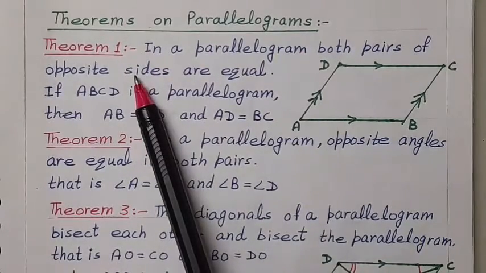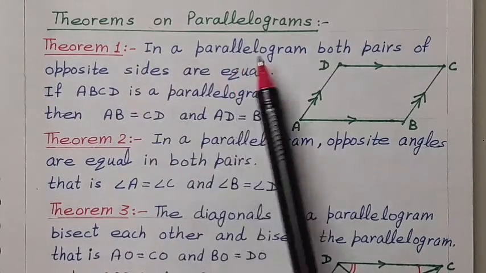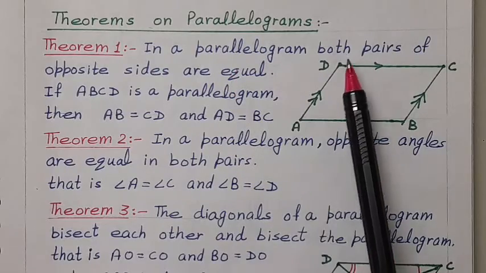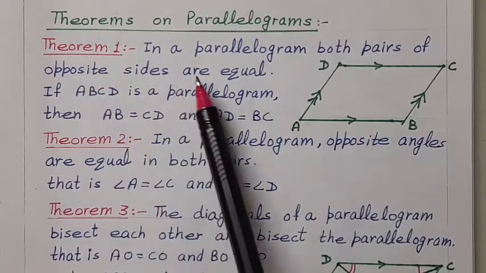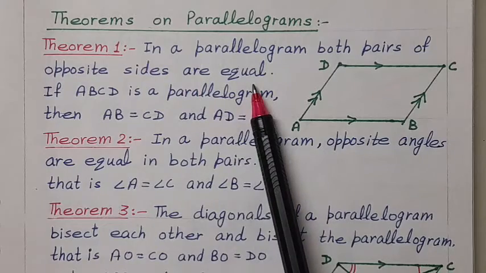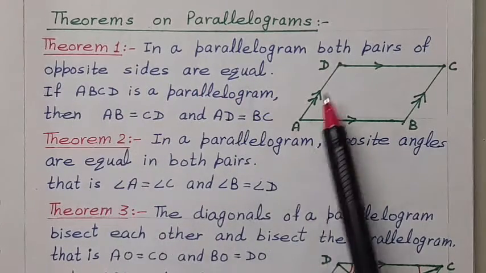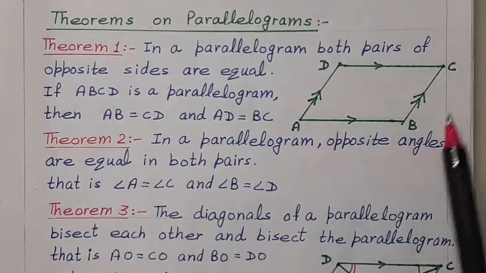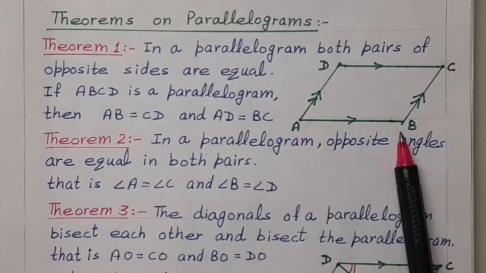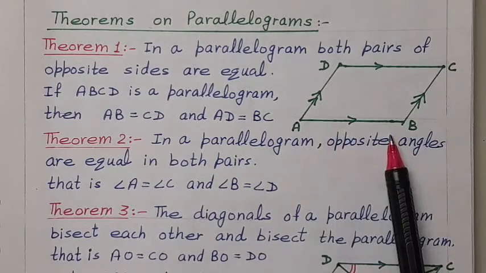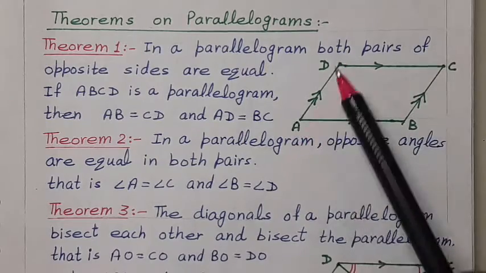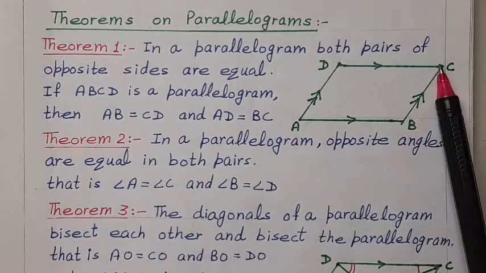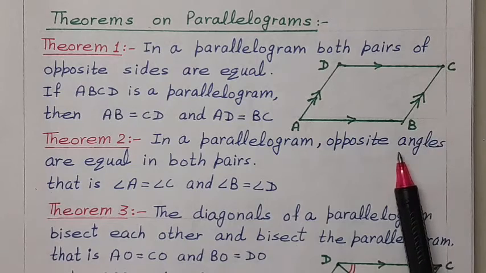So theorem number 1 is, in a parallelogram, both pairs of opposite sides are equal. That is, if ABCD is a parallelogram, then AB is equal to CD and AD is equal to BC. Clear? Now let's move to the second theorem.